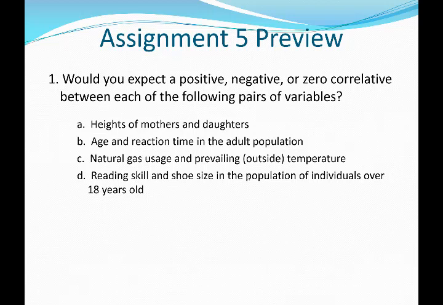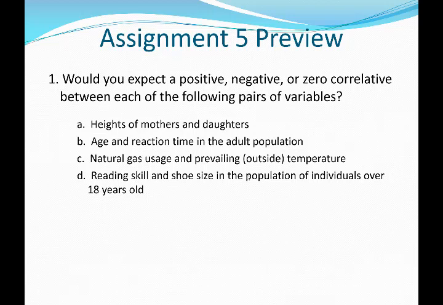To that question, we know that we can rule out the zero correlation because there is a relationship. Now, would it be positive or negative? So you want to think about it. Do the heights between mothers and daughters go up together and down together? Or as one goes up, does the other go down?